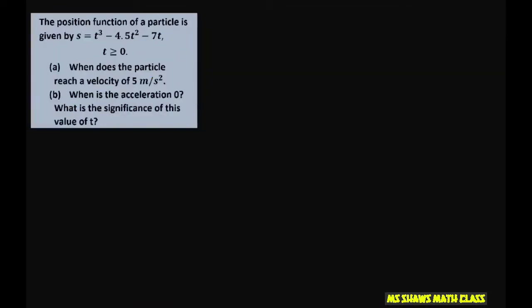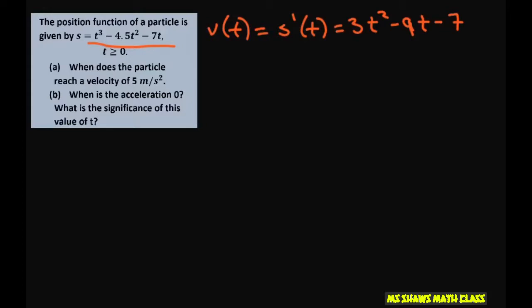So we'll get started and find the velocity function first. The velocity function is just the derivative of our position function. If you take the derivative of this function, you're going to get 3t squared minus 9t minus 7. Now it says, when does the particle reach a velocity of 5 meters per second? So what we want to do is set this equation equal to 5.